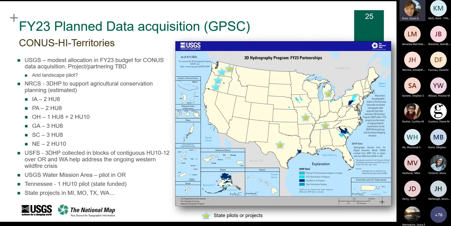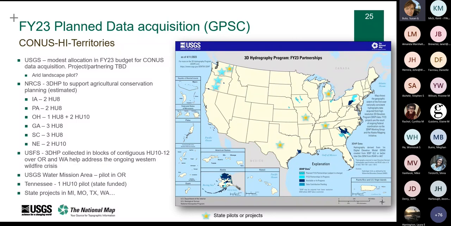And NRCS has been one of our prime partners in moving forward in CONUS. And they are funding multiple data acquisitions this year in Pennsylvania, Iowa, Ohio, on the Georgia-South Carolina border, and in Nebraska. So we very much appreciate NRCS's support and help.